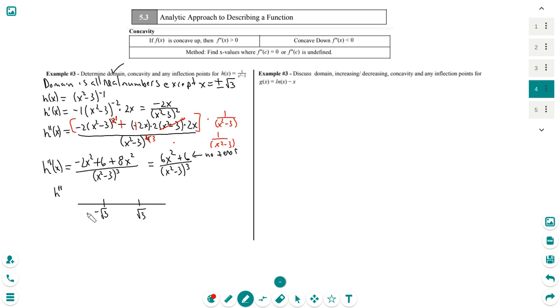So let x, how about, so this is about negative 1.7. So what if we chose negative 2? And then in this middle interval, I'll pick x equals 0. And then to the right of square root of 3, a number would be positive 2. So I'm going to test those three numbers with h double prime. All right. So if I substitute in negative 2, remember that we're plugging it into this function here. So h double prime of negative 2.